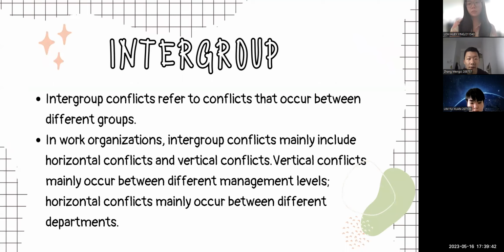Okay, next is the intergroup. Intergroup conflict refers to conflicts that occur between different groups. In work organizations, intergroup conflicts mainly include horizontal conflicts and vertical conflicts. Vertical conflicts mainly occur between different management levels, like high level, medium level, and lower level. Horizontal conflicts mainly occur between different departments, like the management department or the financial department, something like that.